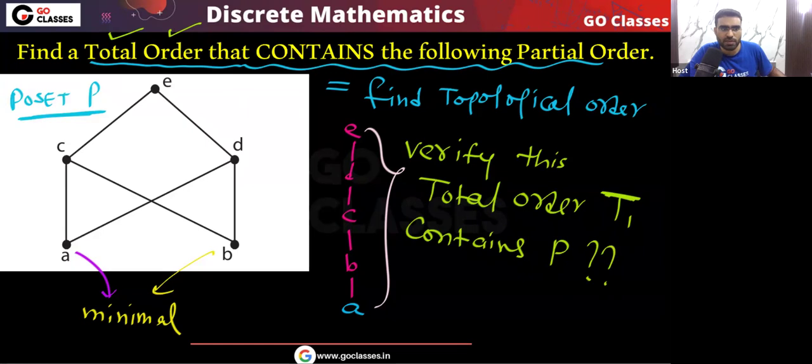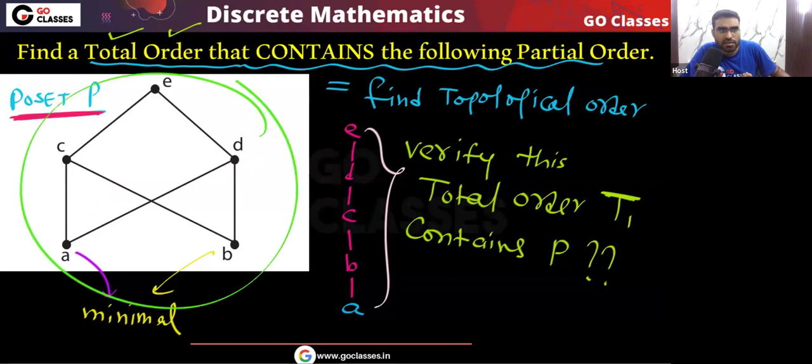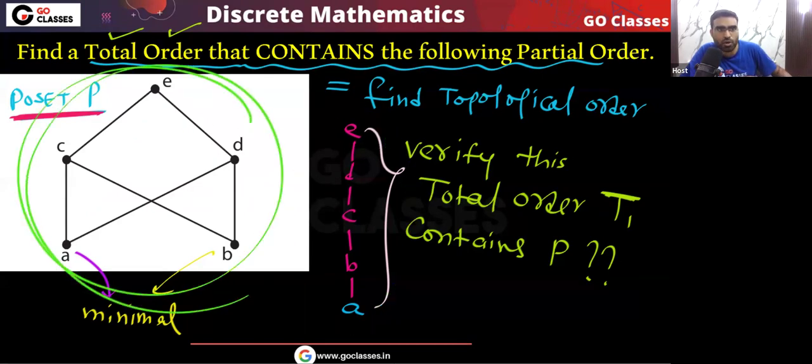Can you verify? For example, see, A is related to E or not? Let me know. In this partial order, A is related to E. Is this included in this total order? Yes, this is included. You can see. Can I say this complete partial order is included here? Please tell me. Can I say this total order is a superset of this partial order?